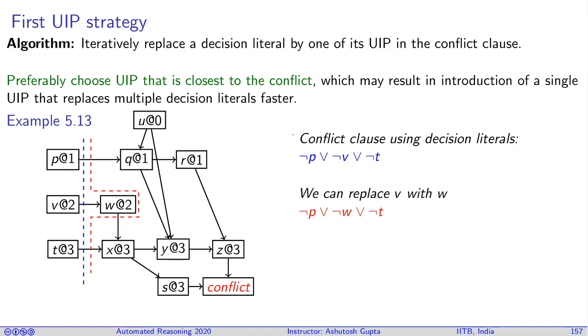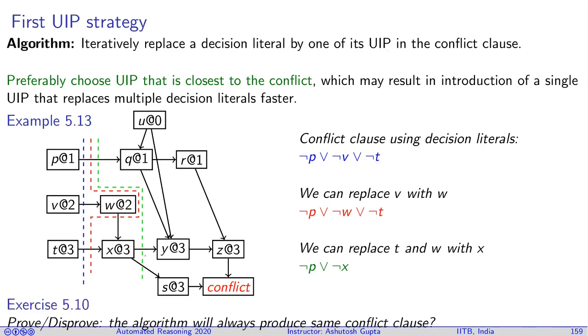We said we will replace. It's an arbitrary choice. You can start anywhere. You can start with the first decision, second decision, third decision. So we decided to move my node from V to W, and then I get this red cut, and then you get this conflict clause. Now I decided to replace T and W with X, and then by great luck, this W disappears.